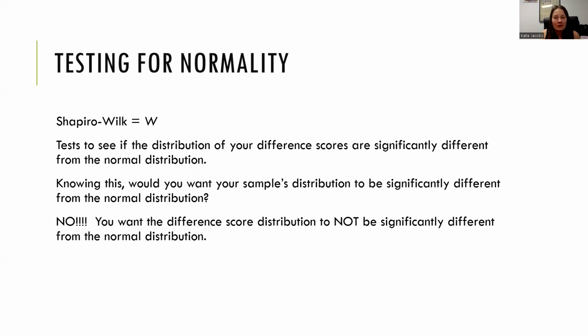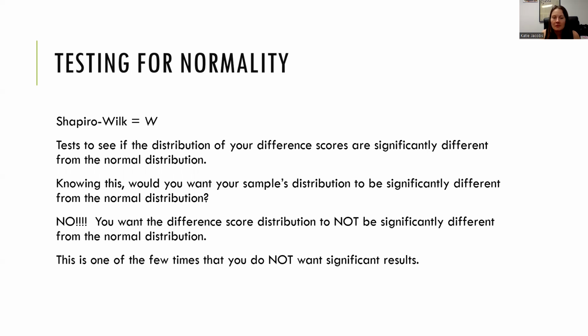No, we do not want them to be significantly different than the normal distribution. This is one of the few times that we don't want significant results, and we see this with some other assumptions as well. That's another way of saying that for a Shapiro-Wilk test, we want our p-value to be equal to or greater than 0.05.